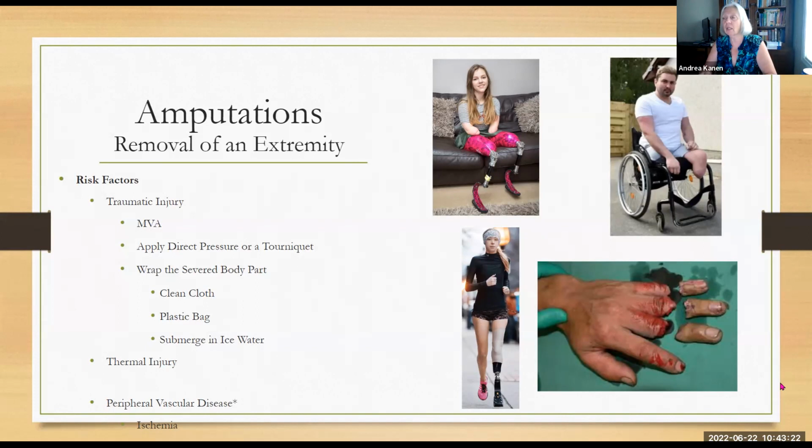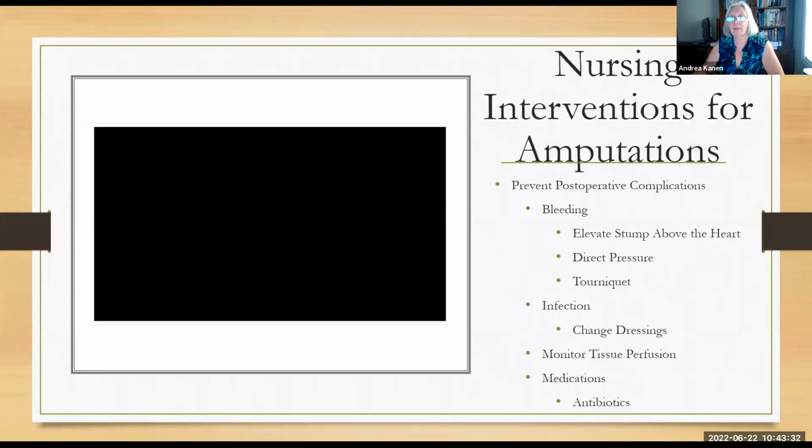All right. What are you going to do with people that have amputations? Well, obviously, bleeding is going to be the primary post-operative complication, so you need to monitor for that. When they come out post-operatively, they will have a wrap on it and usually something a little bit like a compression stocking over that stump. The stump needs to be elevated for the first 24 hours.